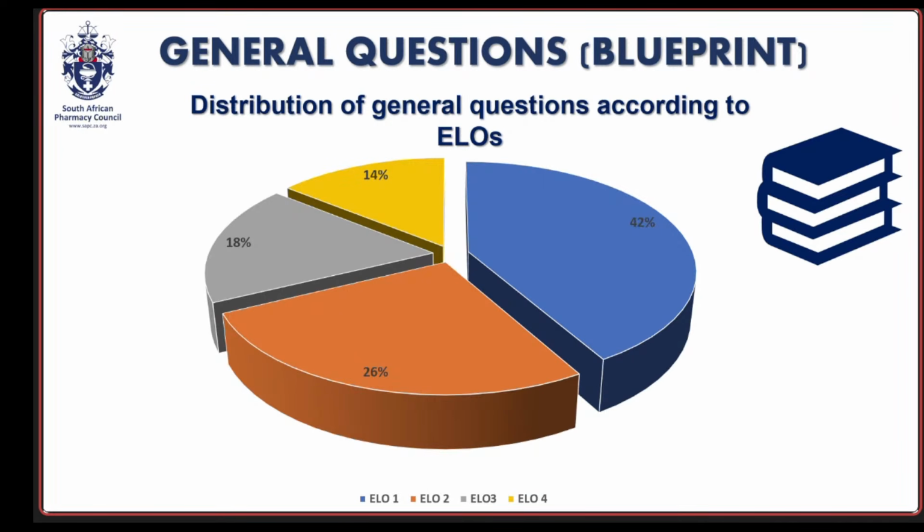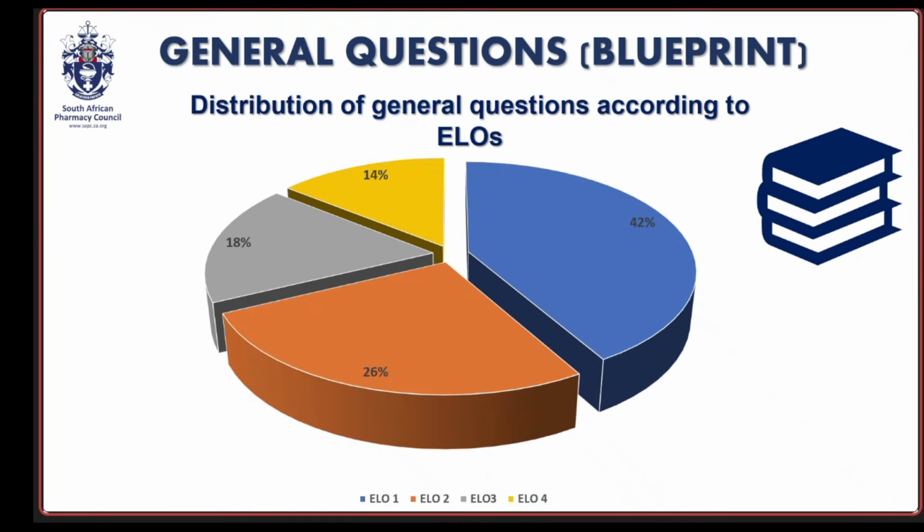The second one is your ELO2 that deals with your stock management. So it is the receiving, storing, picking, packing, distribution, stock counts, stock taking, and these are all in compliance with your good manufacturing practices, the wholesale practices, and also your good pharmacy practices. So we must know the guidelines and apply those to these questions.